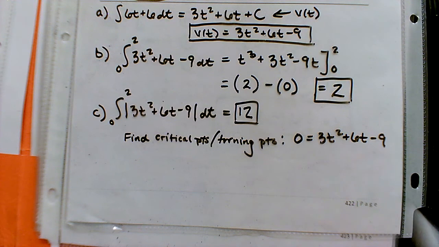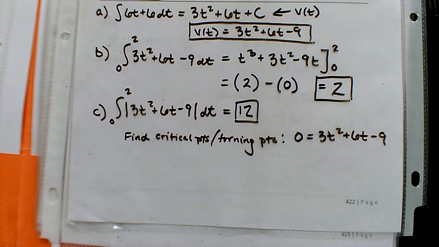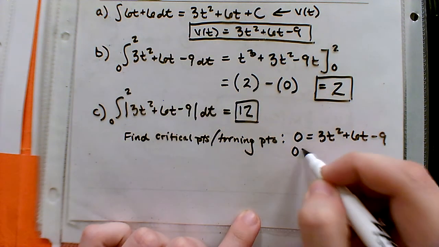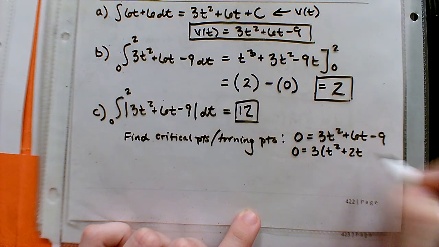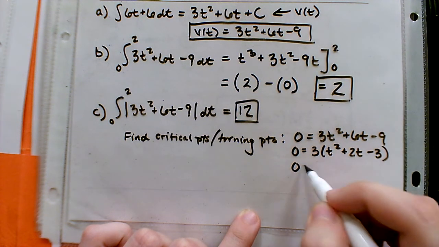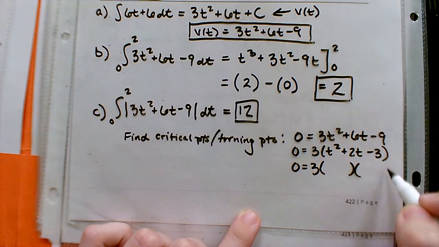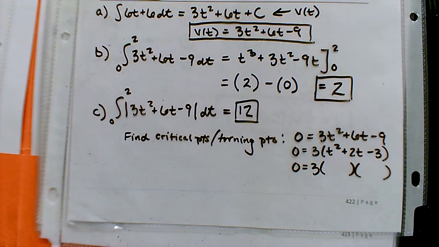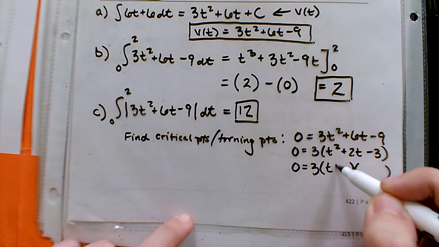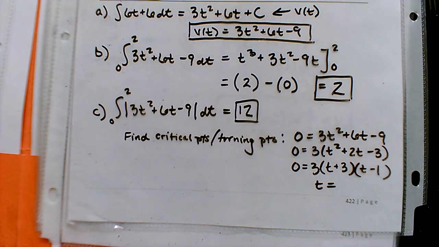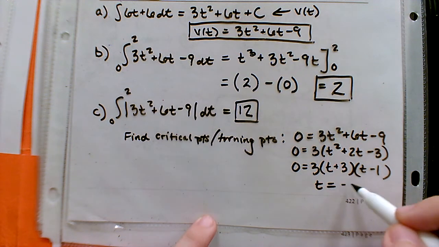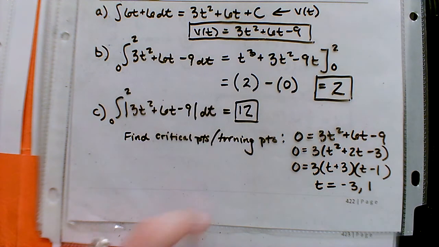Can we figure out those specific moments in time where we change direction? Where do you want to go from there to figure out t? Factor out a 3. And we could probably factor further: two numbers that multiply to -3 but add to 2. Positive 3, -1. So our times where we change direction would be -3 and 1.